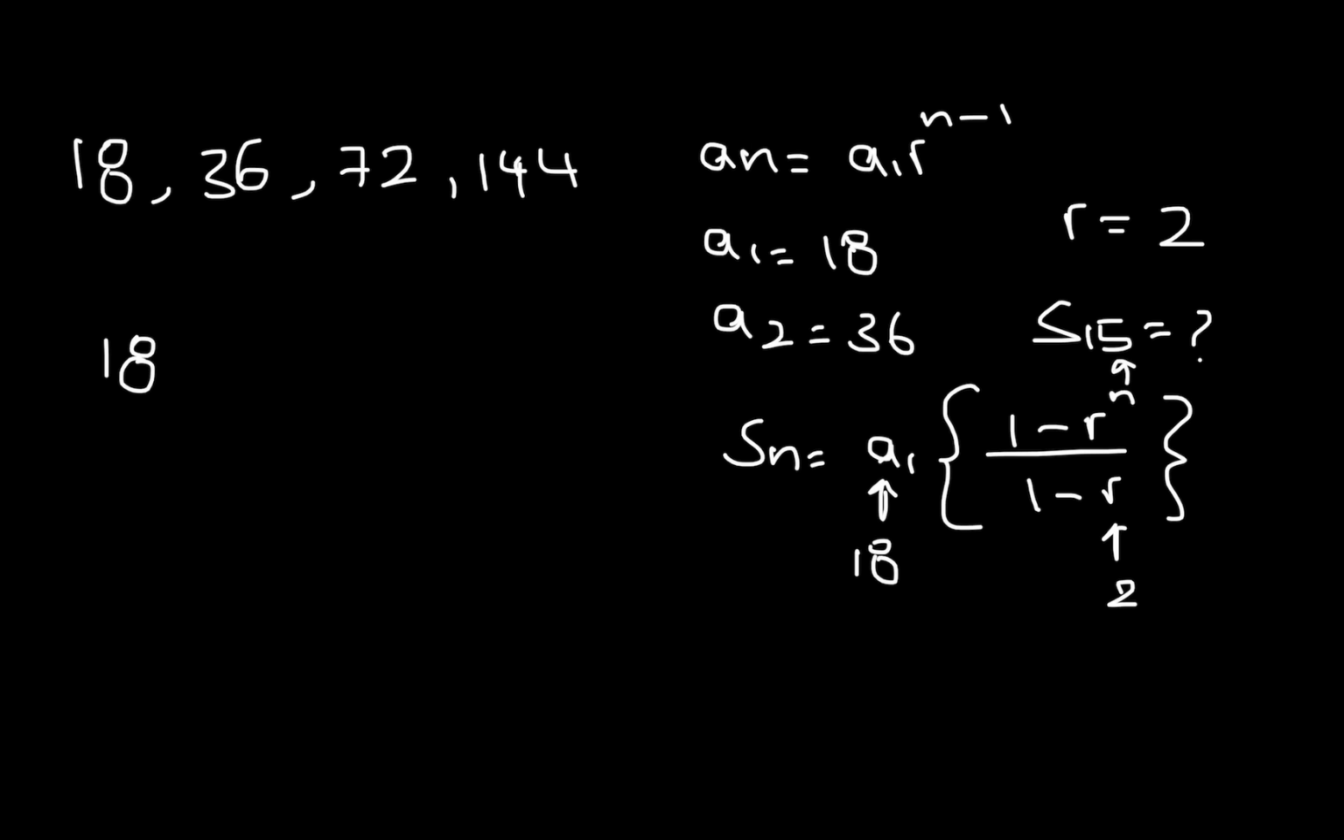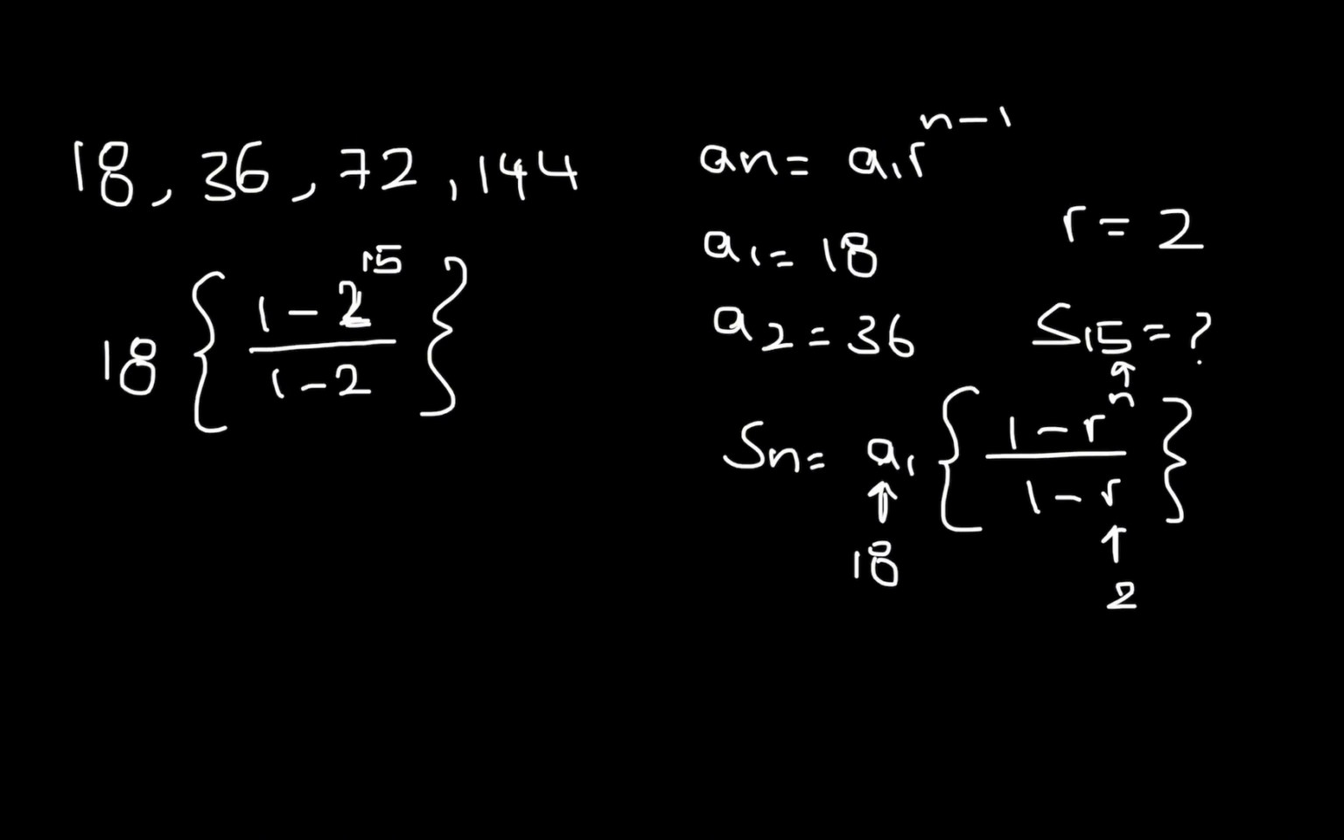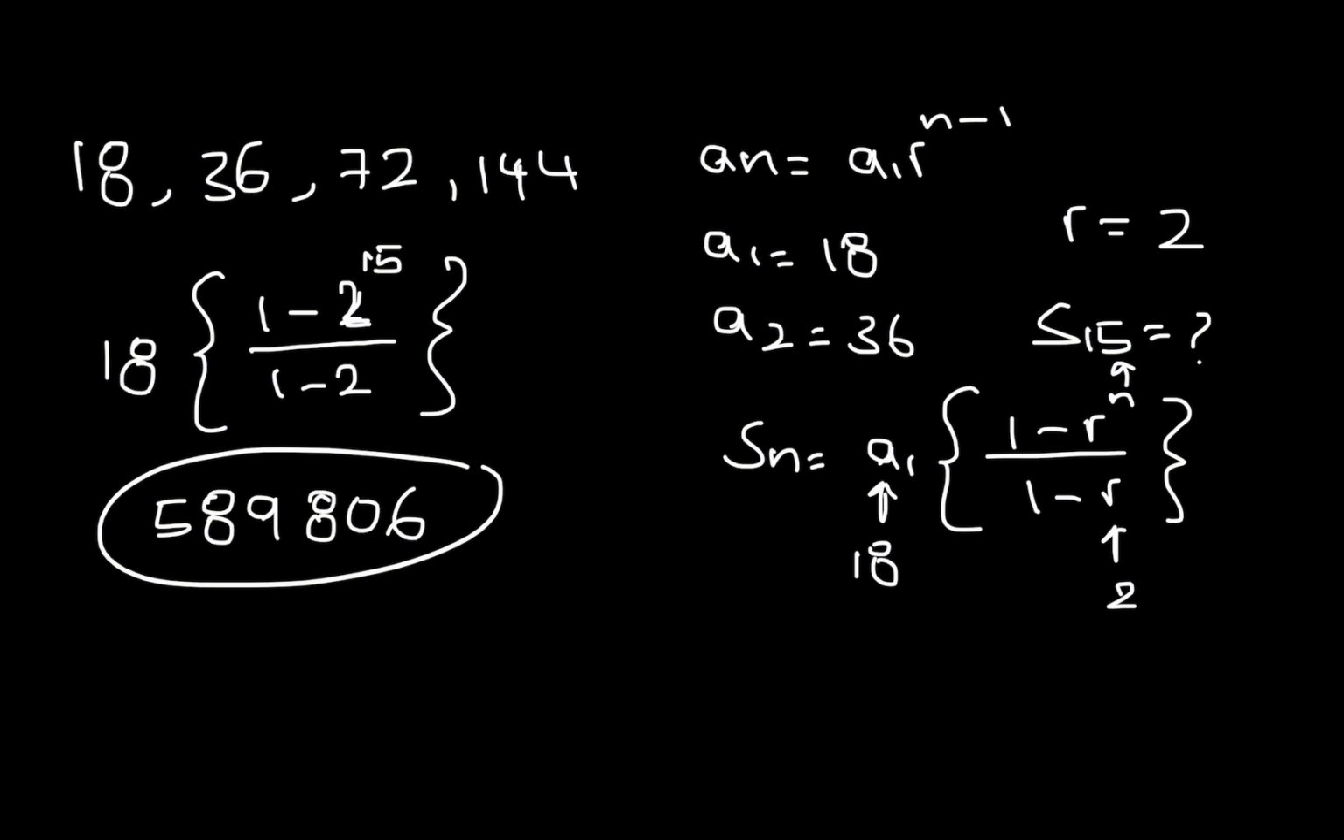Right, 18 multiplied by 1 take away 2 to the power of 15 over 1 take away 2. So 18 multiplied by 1 take away 2 to the power of 15 over 1 take away 2, and that would be 589,806. That is the sum of the first 15 values.